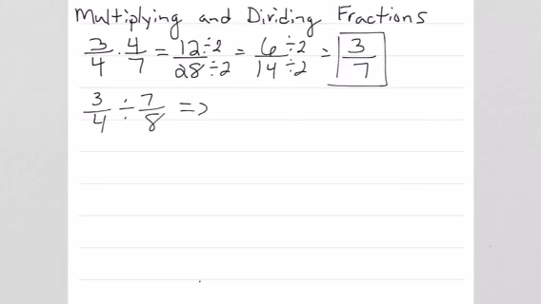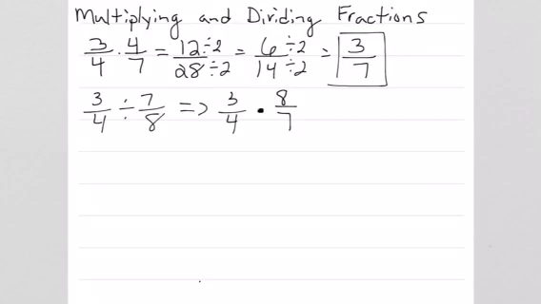So I'm just going to keep the 3/4. But then I'm going to turn that division into multiplication. And then we're going to multiply by the reciprocal. The reciprocal of a number is just when you flip a number. So instead of 7 over 8, we want the reciprocal of that, and that would give me 8 over 7. And now it's just a multiplication problem.